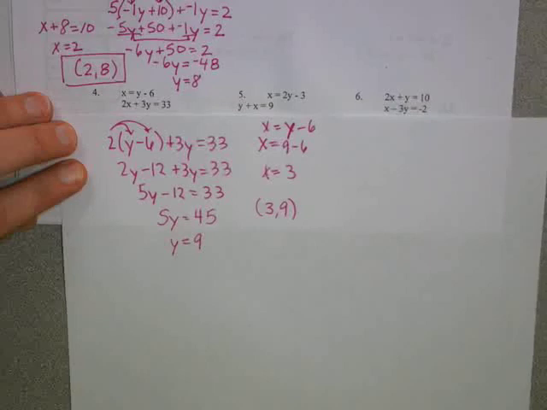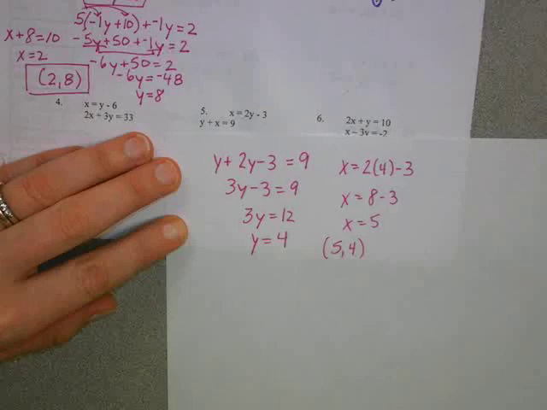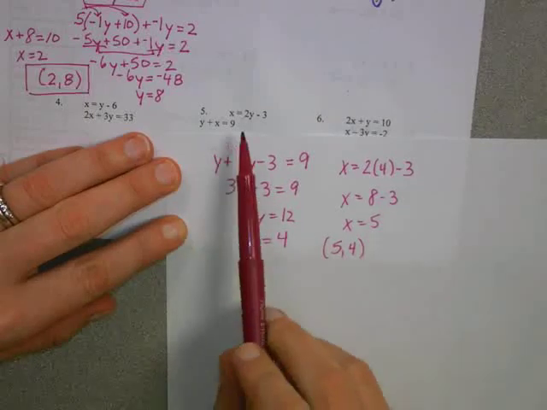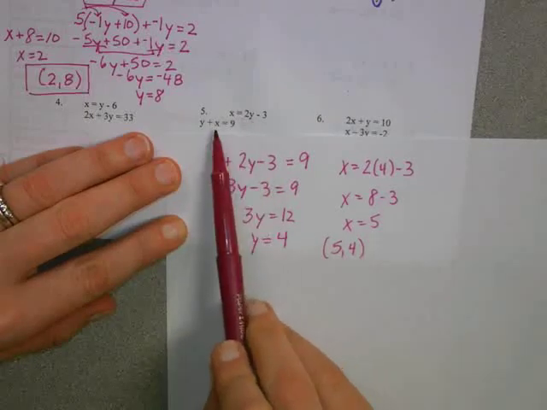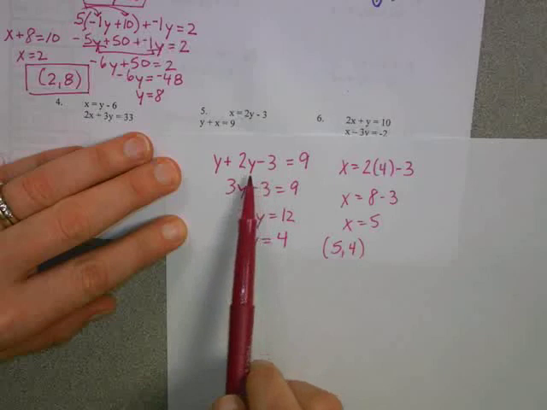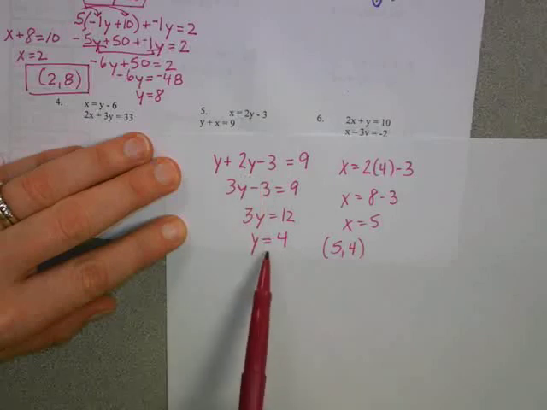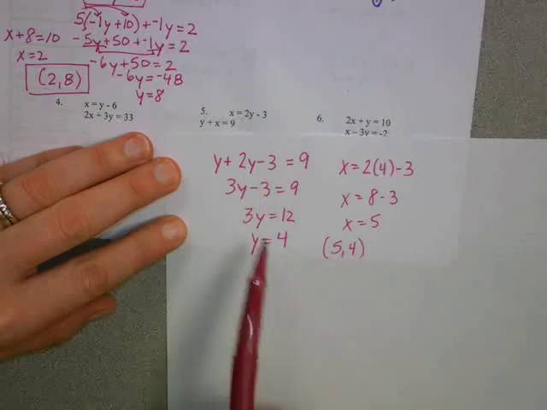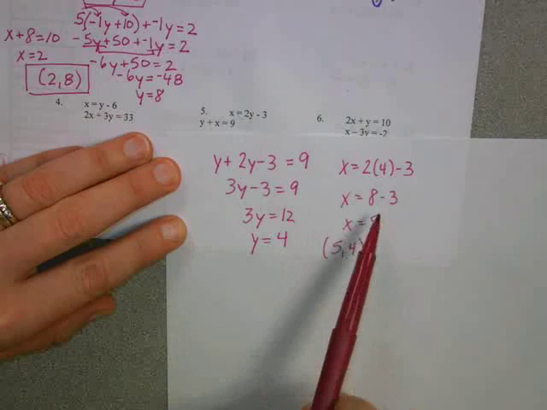Okay, so the next one is 5, 4. You plugged in x equals for this x. There was no distributing, so you just combine like terms, solve for y. It was 4. Take that, plug it back in the top equation, and solve and get x is 5. So those two were pretty easy because one variable was already alone.